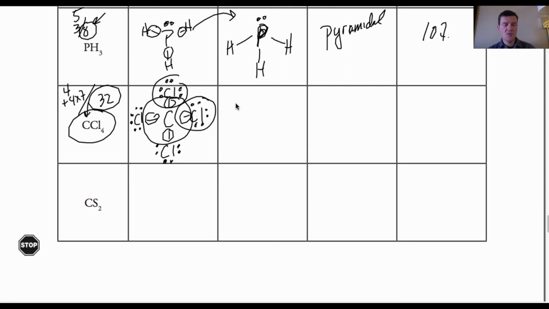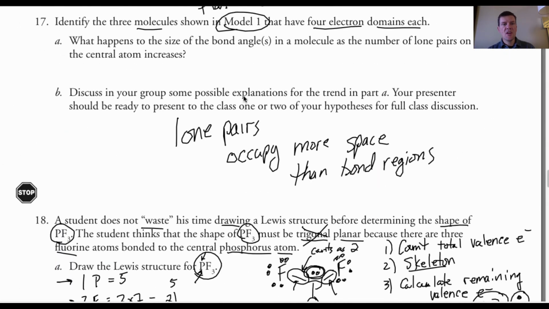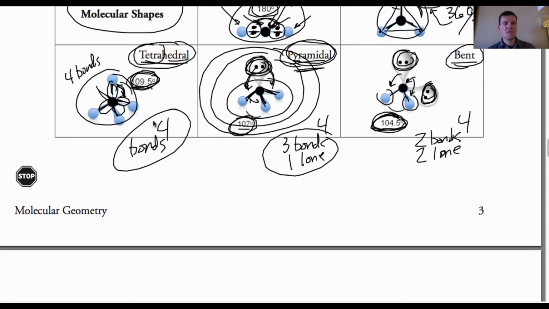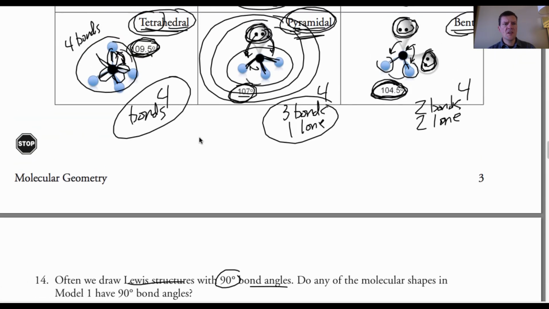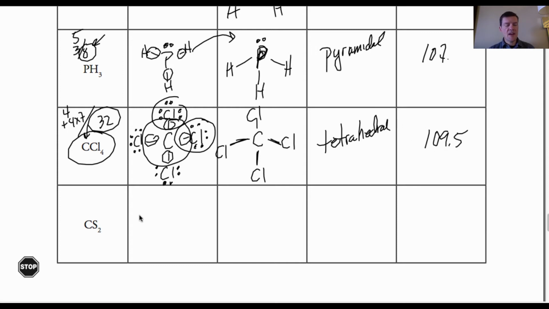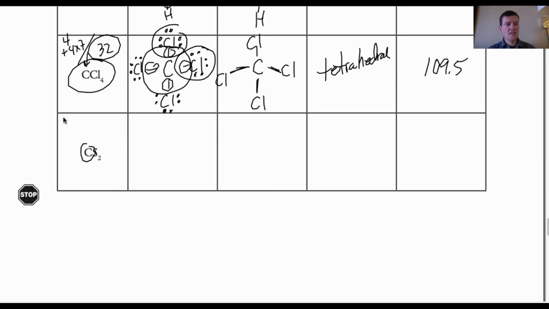Okay? So, as a result here, what shape are we going to have? We just refer to our table. Anytime you've got 4 bonds, tetrahedral, with an angle of 109.5. Okay? Oops, a little more angle there. Tetrahedral. And the last one. Carbon has 4.